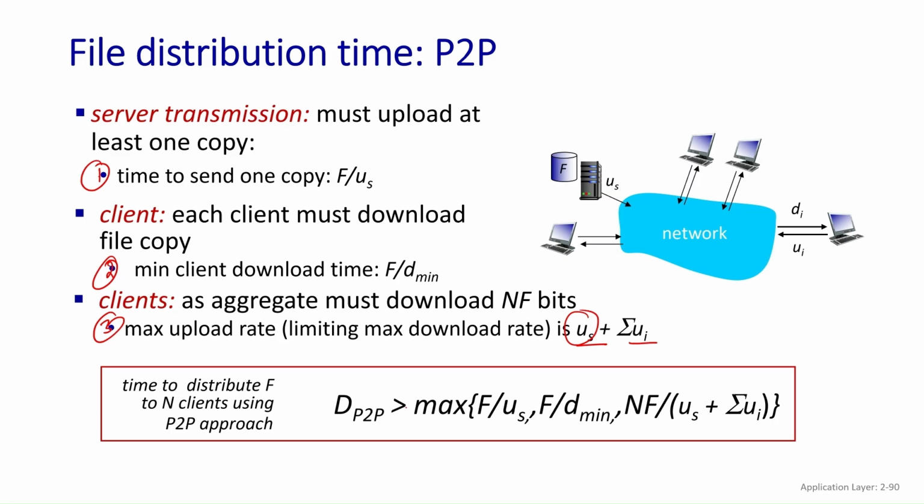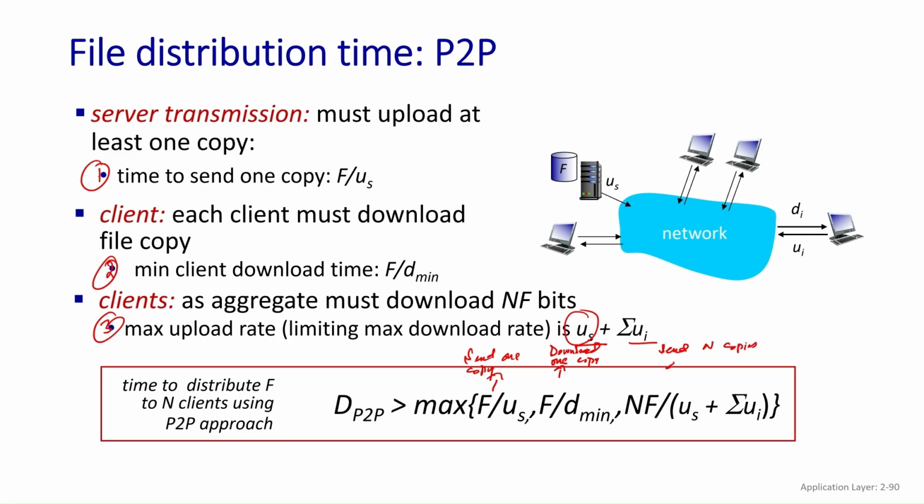So now if I look at the distribution time in this peer-to-peer arrangement, it is greater than or equal to the maximum of these three. What is this time? Time to send one copy of the file. What is this time? Time to download one copy of the file. What is this time? Time to download or send n copies of the file.